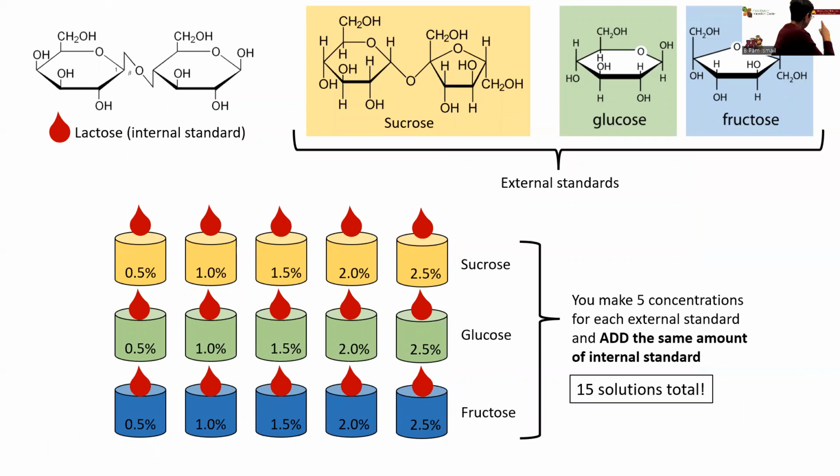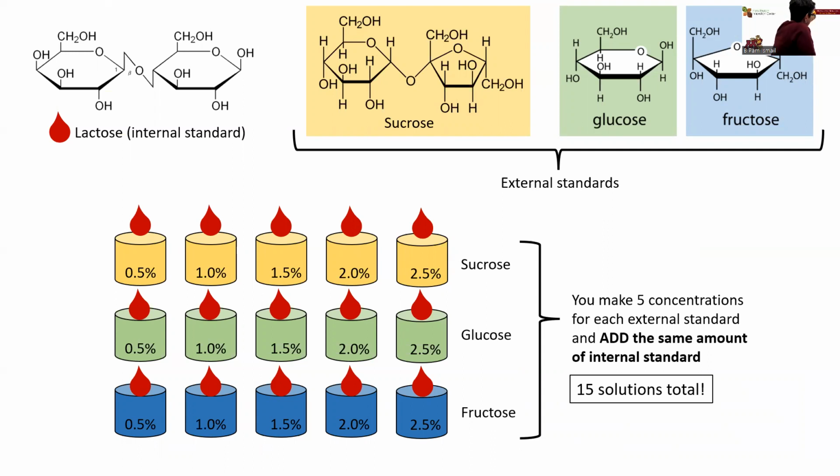So lactose is a disaccharide of glucose and galactose. You have sucrose, which is a disaccharide of glucose and fructose, and you have glucose monomer and fructose monomer in your molasses. So you have to have those external standards, and you have the lactose as your internal standard. That red dot is an indication of your internal standard.